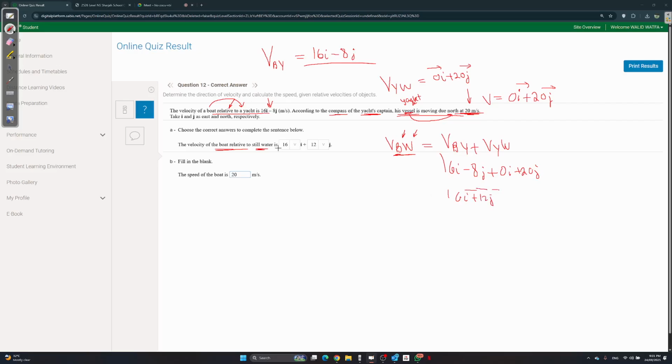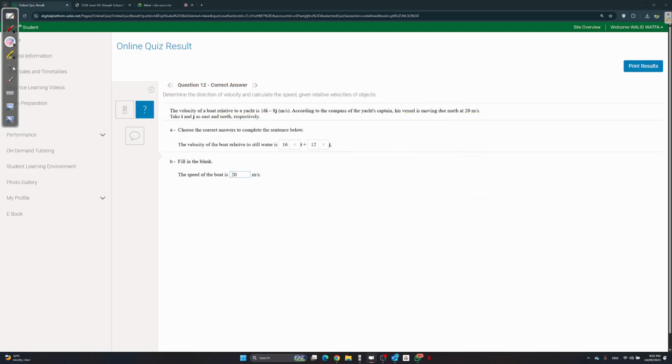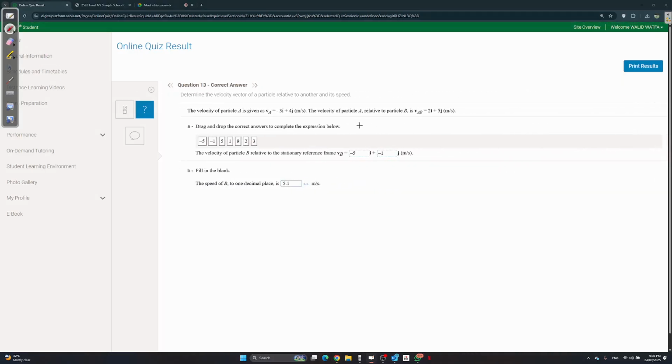And then speed, take the magnitude. So just take the magnitude, it will become 20. Capiche. Yalla 13. We're flying.